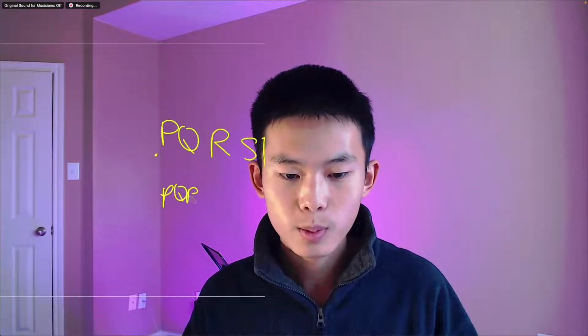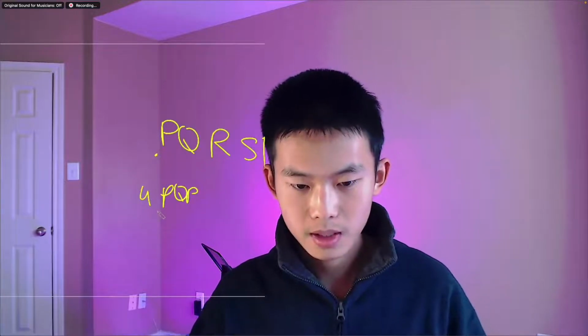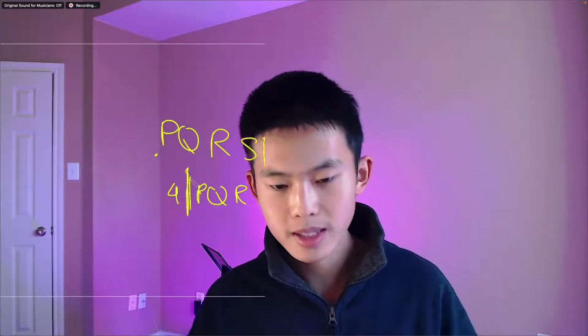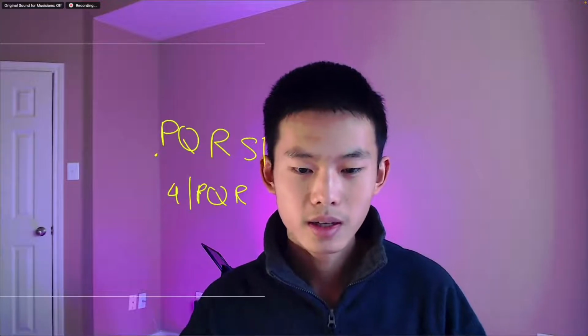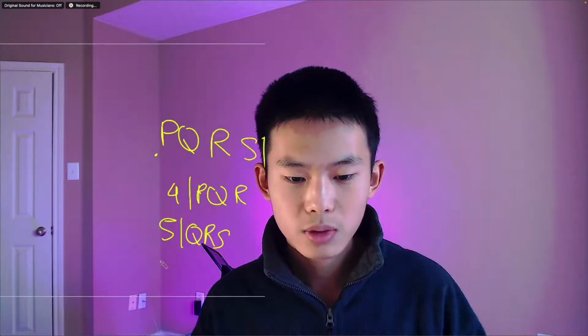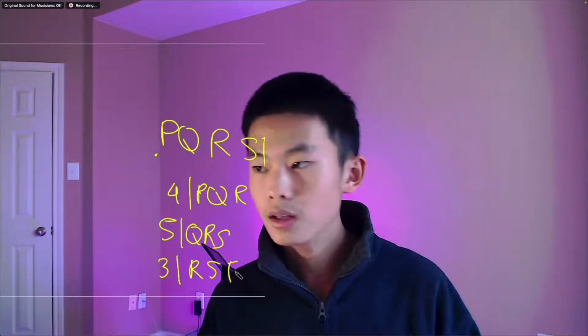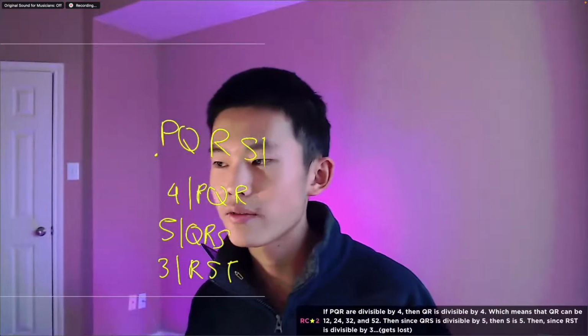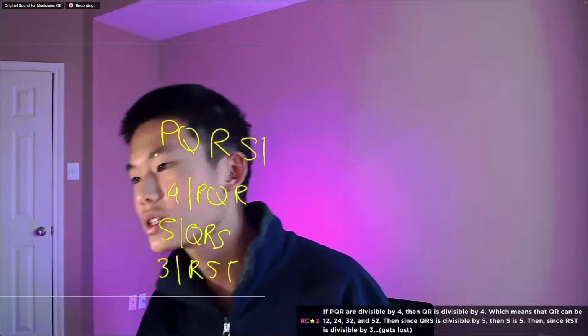So we can see that PQR is divisible by 4, and so 4 divides PQR. If you're wondering what this dash means, it basically just means that the thing on the left, which is 4, divides the thing on the right, which is PQR. Just like some fancy notation. We also are told that 5 divides QRS, and I believe that 3 divides RST. So we have 3 of these conditions.